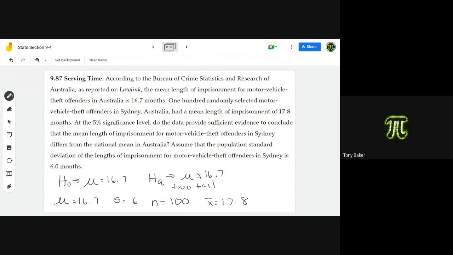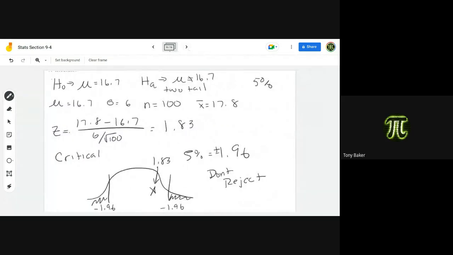Can you go back to that? Yeah. So on Thursday, we'll be doing the same concept, except we won't know the standard deviation. So we'll be using the T tables instead of the Z tables.